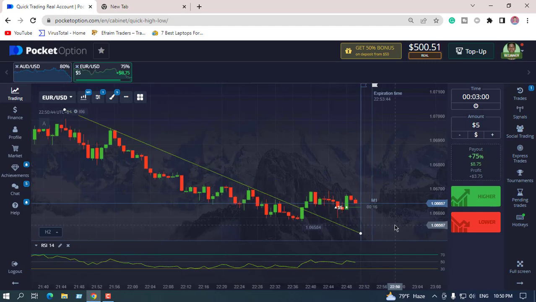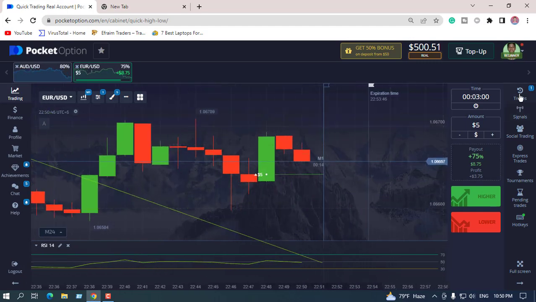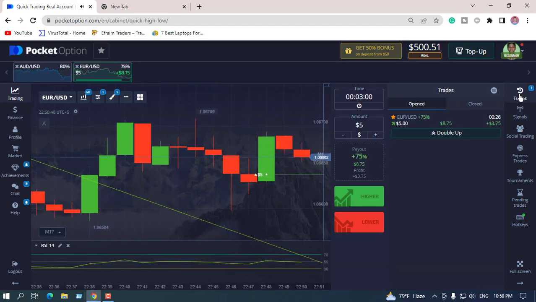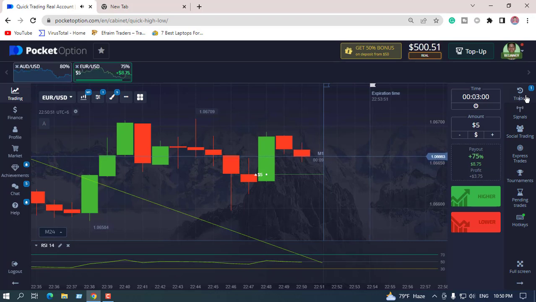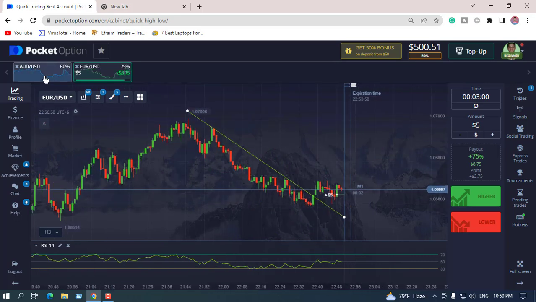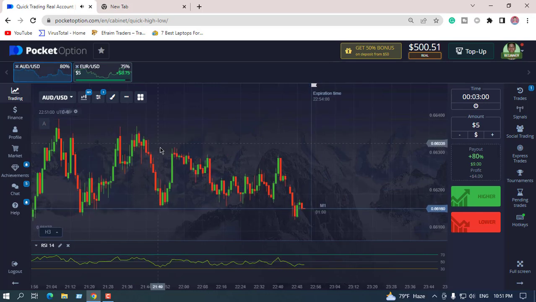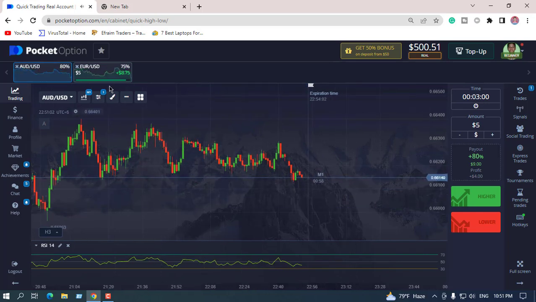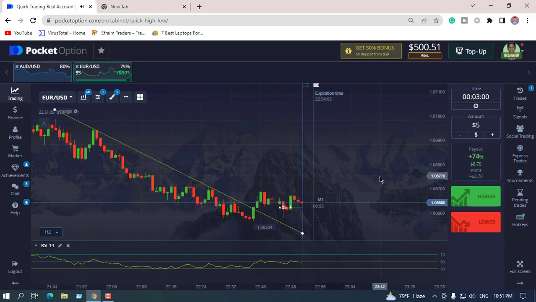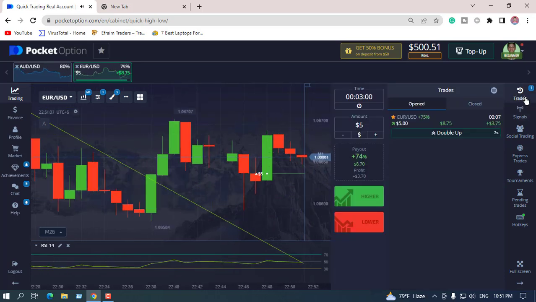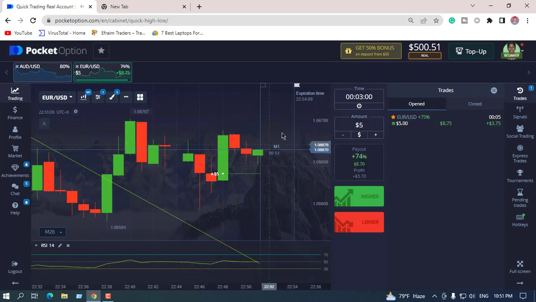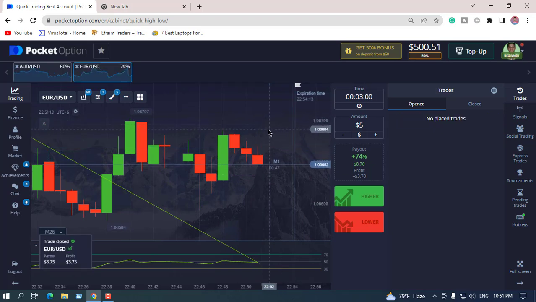The market is going up, as you can see. This is a simple strategy. You draw some trend lines, and it's not an indicator. 8 seconds left. 5, 4, 3, 2, 1 and boom. I have a profit of almost $4.